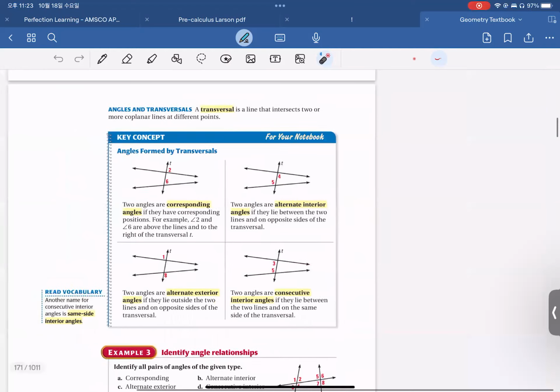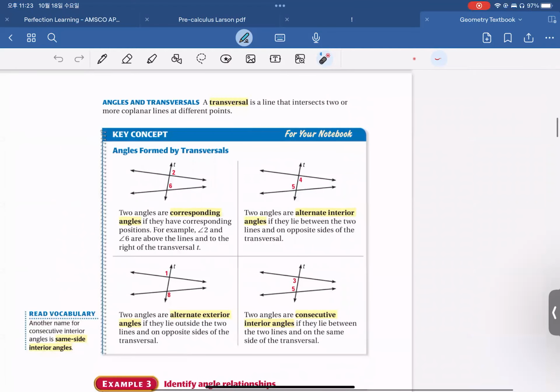Next, these four things are probably one of the most important parts of the entire chapter, so make sure you know it. But first, let's look at a transversal. It's a line that intersects two or more coplanar lines at different points. So something like this would be a transversal.